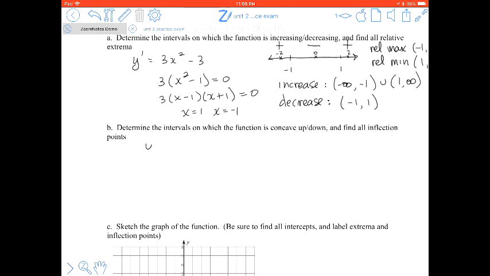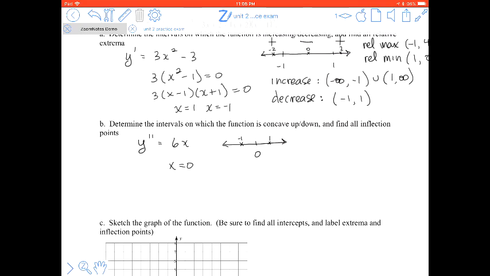Concavity and inflection points is second derivative. And if we set that equal to 0, we're going to get that x equals 0. So to find concavity, we do a test into the second derivative. So I'm going to test -1, +1. We're going to get 6 times -1, that's negative. 6 times +1, that's positive.